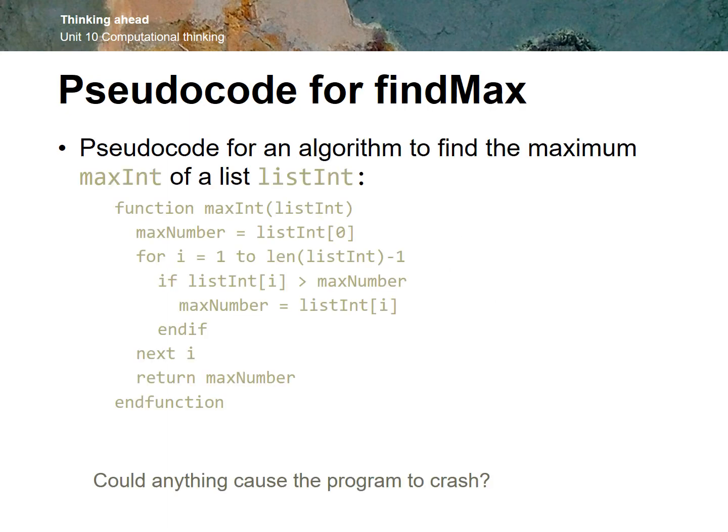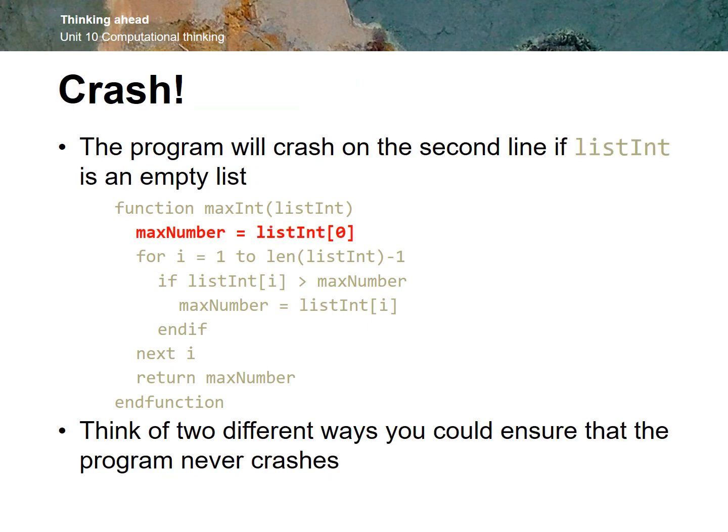So we thought about inputs and outputs. However, I now want us to think about something different called a precondition. But before we move on to that, pause the video and have a look at this code. What's wrong with it? Hopefully you figured out that this program would actually crash. The reason for this is because if there's no value in our list and it's empty, then the program will not be able to run.